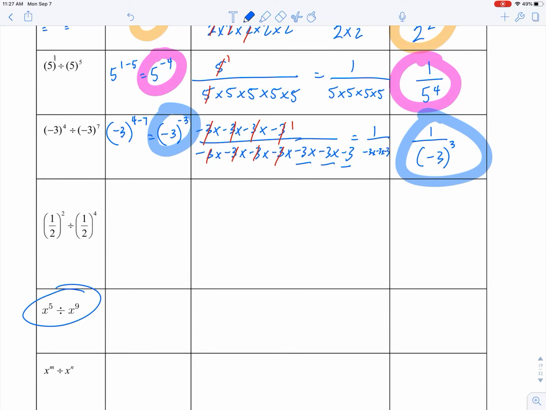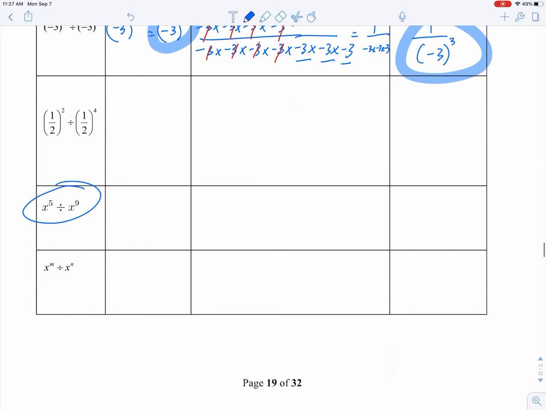So let's try this one. x to the 5 divided by x to the 9, so that would be x to the 5 minus 9, or x to the minus 4. I hope that you could now follow the pattern, and we can write this as 1 over, because we'd cancel out everything up top, and we'd be left with 4 x's down low. So I could write that as x to the 4.